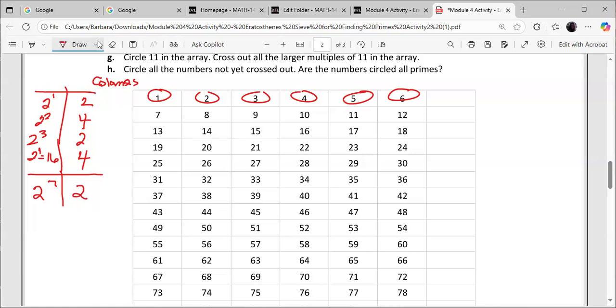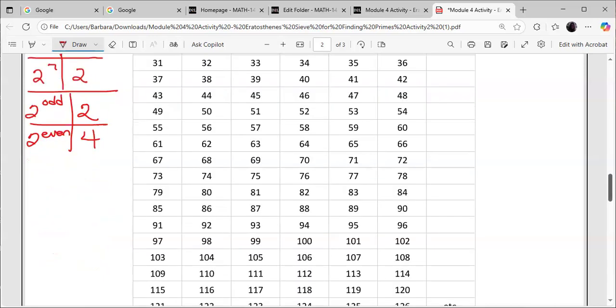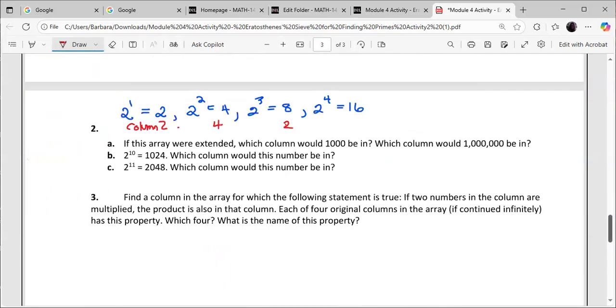Which exponents help us? It's an odd exponent, right? So what kind of exponents will be going in the second column? The odd ones. 2 to the odd power will always be in what column? The second. And 2 to the even power is always going in what? The fourth. Great. So now you can actually answer something for larger powers of 2.